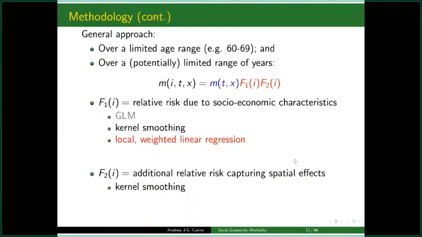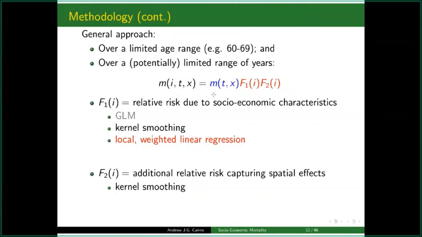Now, for the general approach, we're going to look over groups of relatively limited age ranges, so 10 years of age, for example 60 to 69, and then also over a potentially limited range of years, but it could be 2001 up to 2015, as we'll do later on. I'm going to model m_i,t,x, that's our key death rate that we want to model.